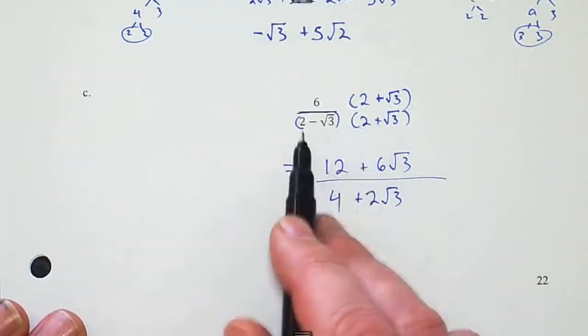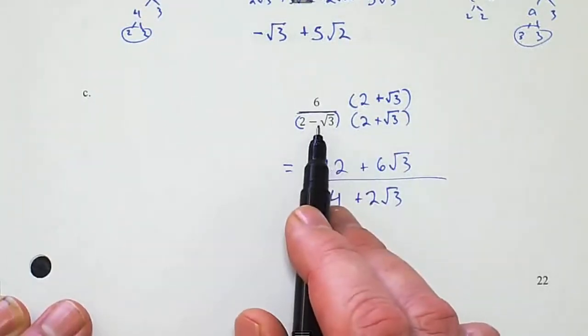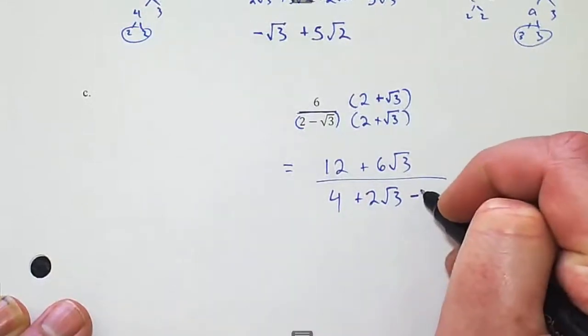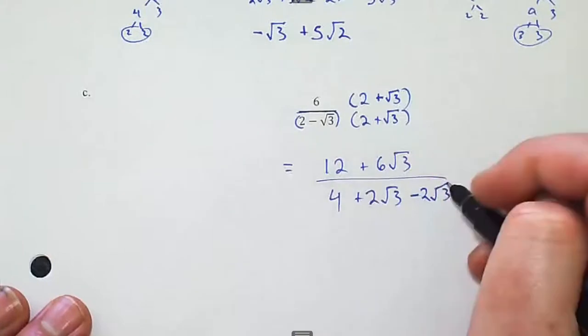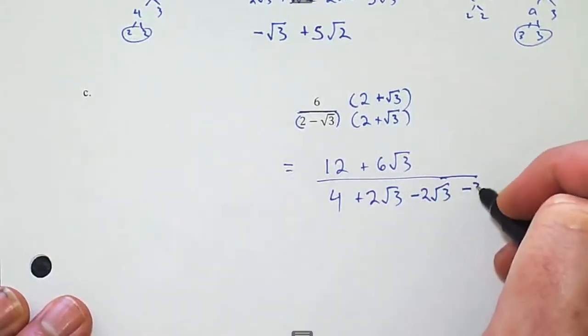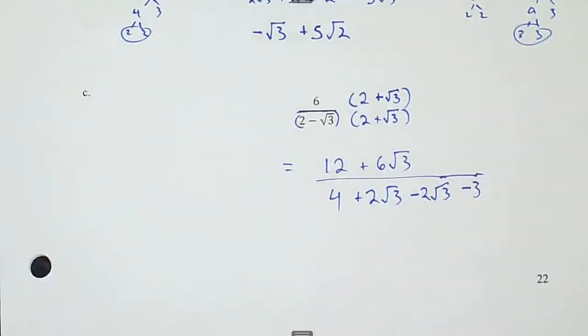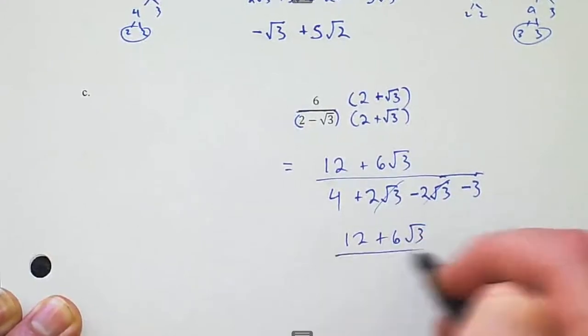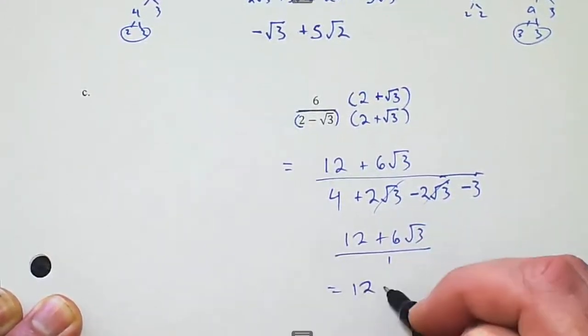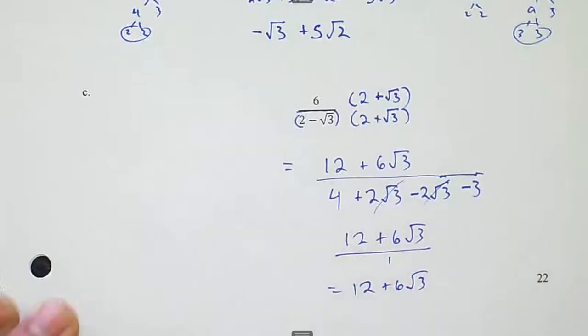Okay, so we had 4 and then plus 2 root 3. And then I got a negative root 3 times 2. That's a negative 2 root 3. And then a negative root 3 times a positive root 3 is a negative 3, because the roots cancel out. All right, those go away. And I'm left with 12 plus 6 root 3 over 1. So that's my solution. 12 plus 6 root 3.